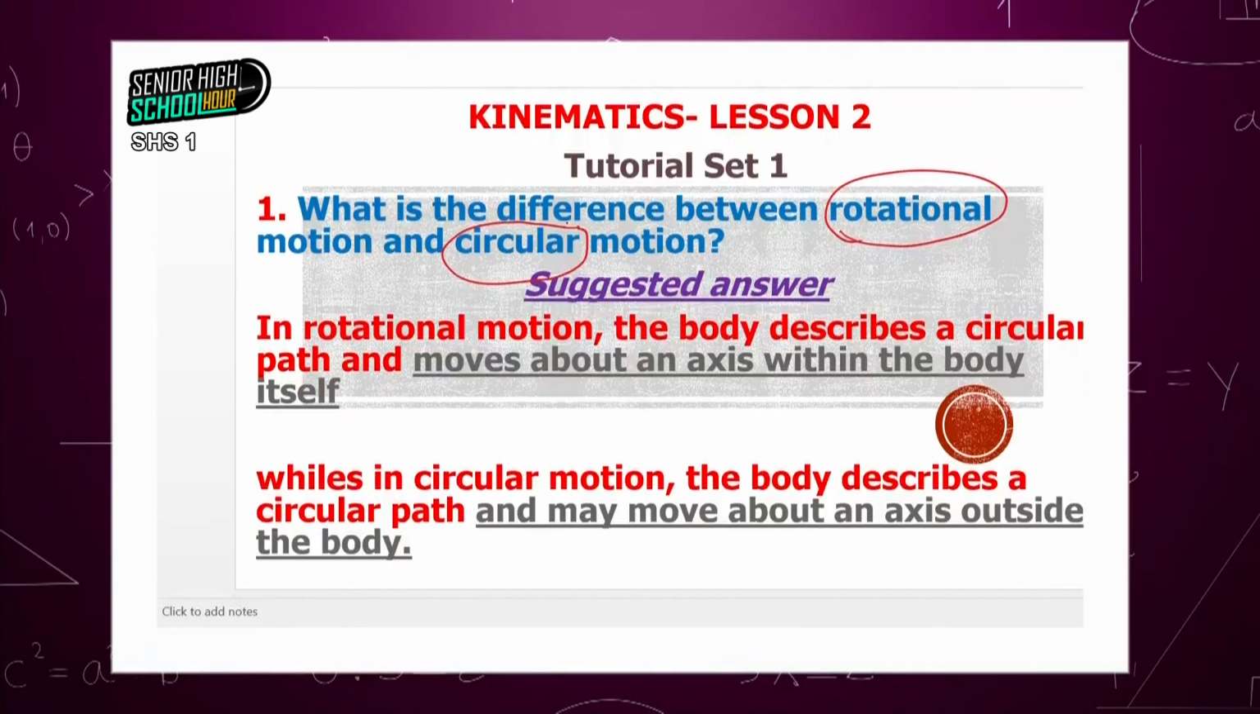An example is the motion of the blades of a ceiling fan. So that is an example of rotational motion. But in circular motion, the body only describes a circular path and may or may not move about an axis. And even if there's an axis, it is outside the body. An example is a car moving in a runabout. It will describe a circular path, but there's no axis within the body about which the vehicle is moving. So that is the difference between rotational motion and circular motion.